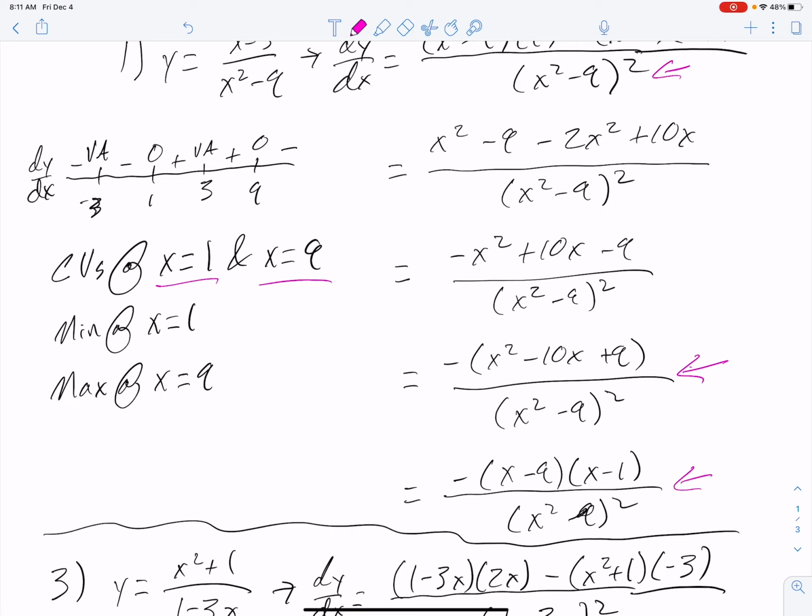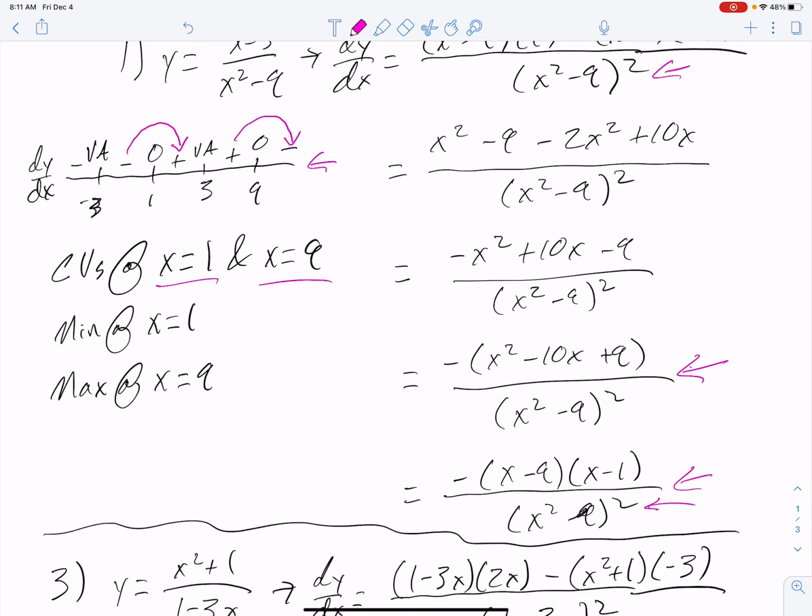I can see that I'm going to have vertical asymptotes at 3 and -3, and note, because this is squared, my sign is not going to change as I cross over those vertical asymptotes. I make my sign pattern. I can see that I've got a minimum at x equals 1 because the sign changes from negative to positive at 1. And I've got a maximum at 9 because my sign changes from positive to negative.